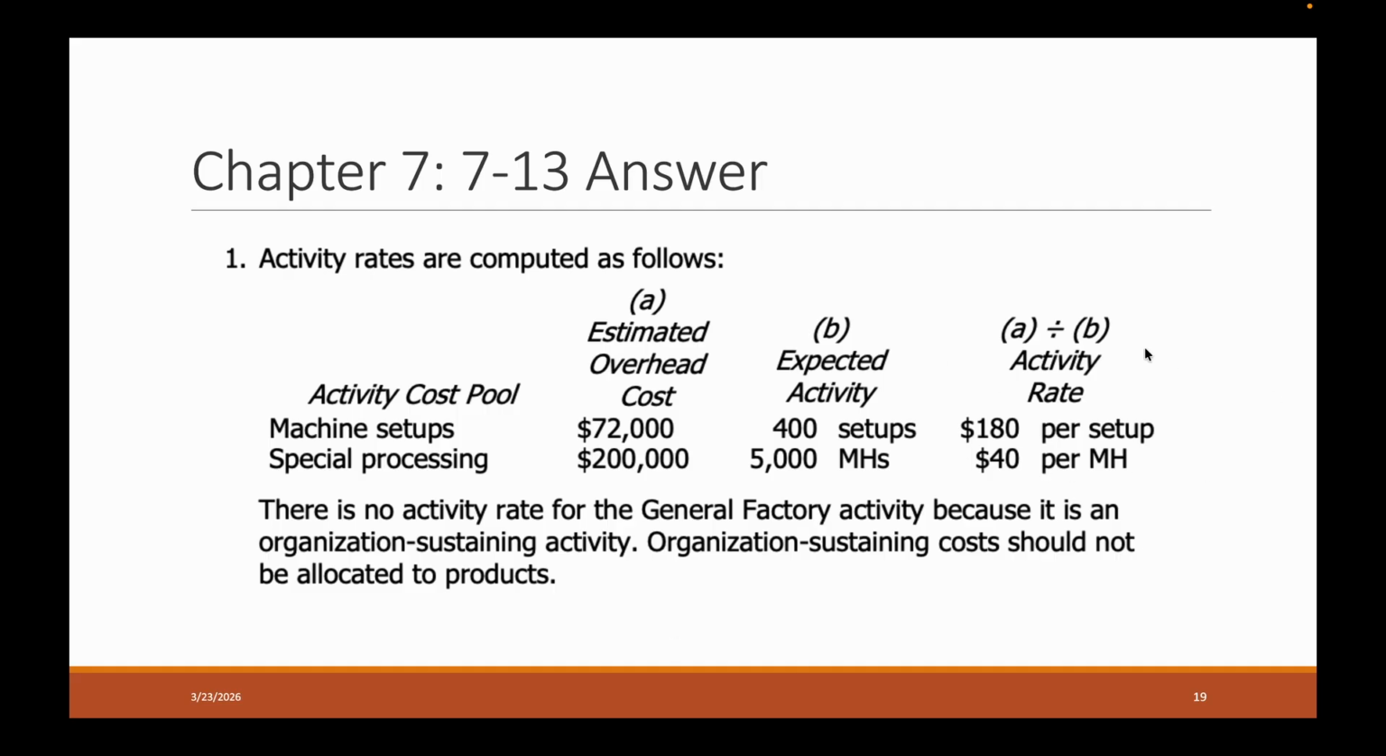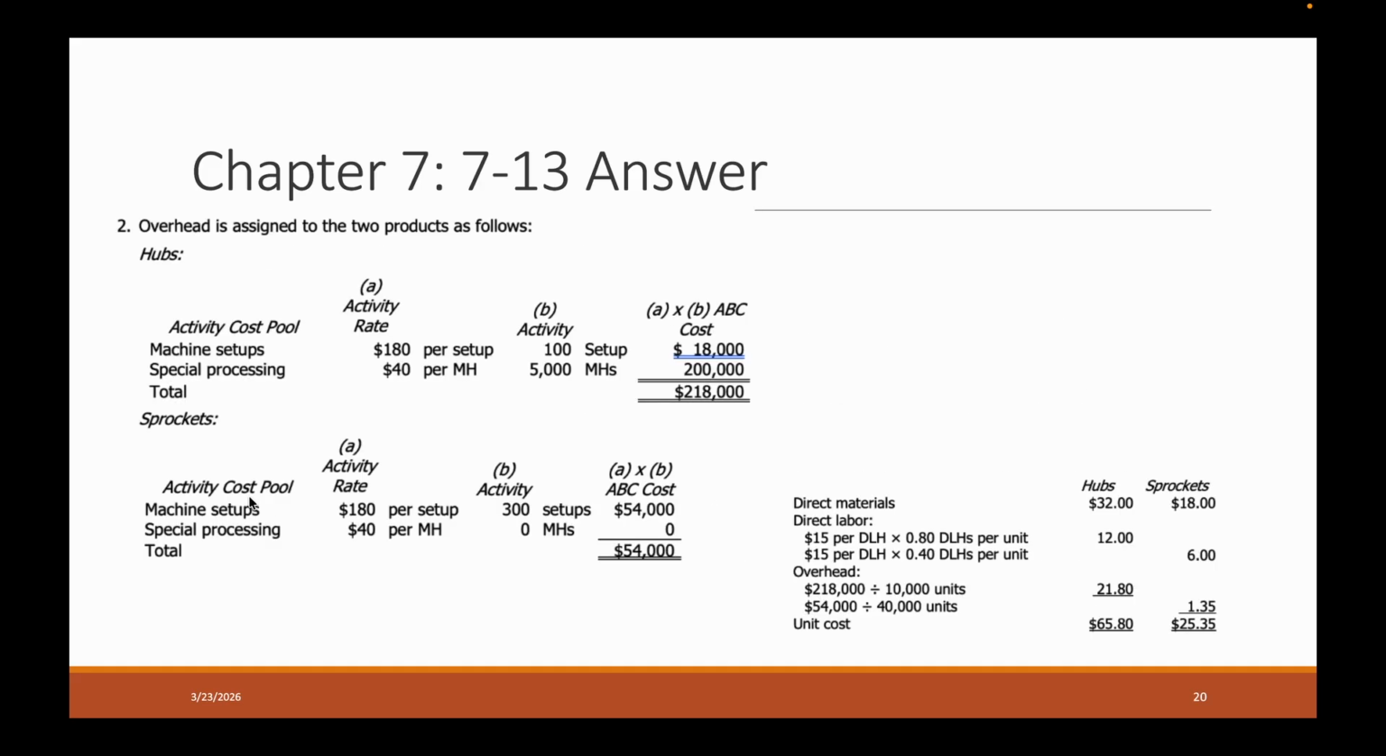So we're going to use these activity rates we calculated for these 2 activity cost pools to now calculate the unit cost per special product. So we know there's 2 products, hubs and sprockets. So we want to find how the overhead's being assigned to these different products based on the cost pools.